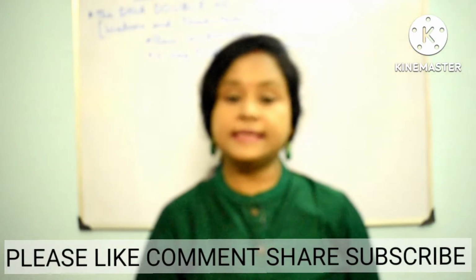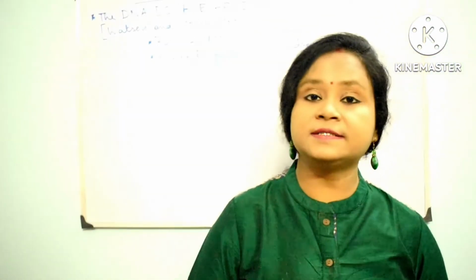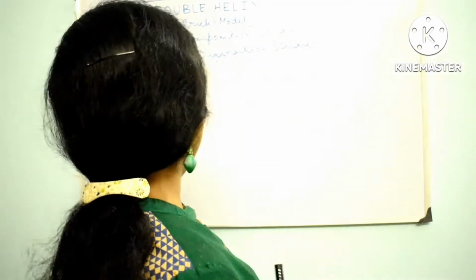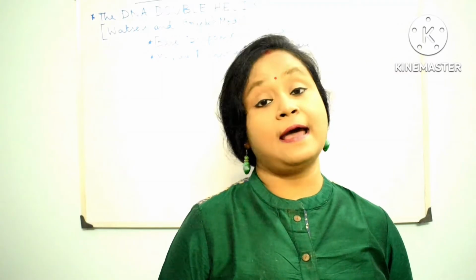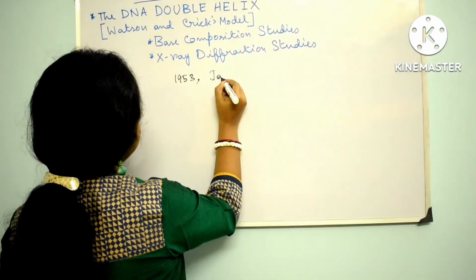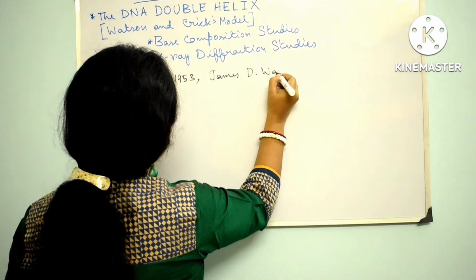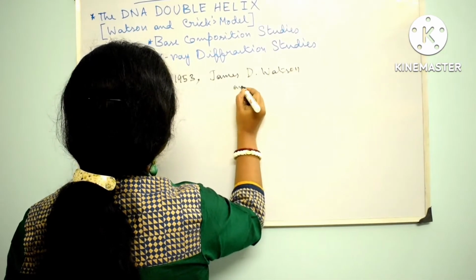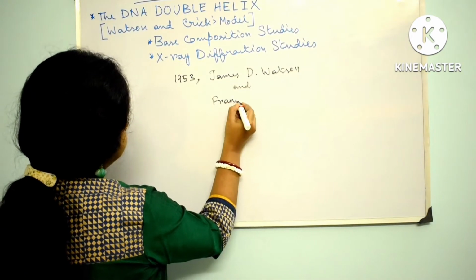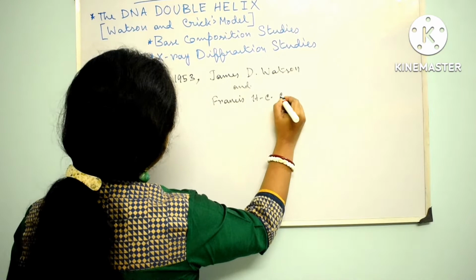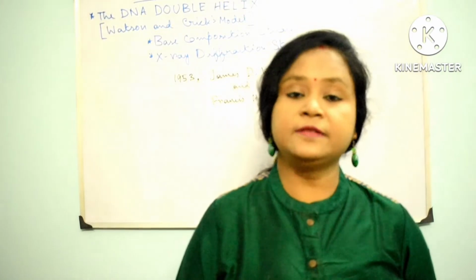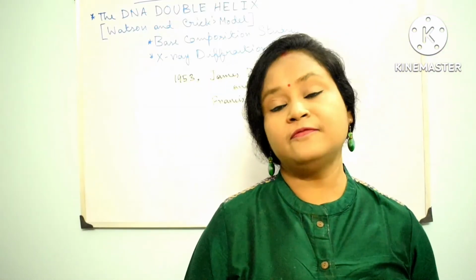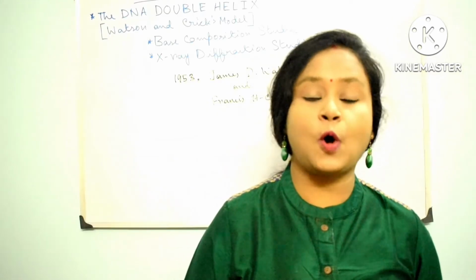Now I am going to discuss the famous Watson and Crick's model for DNA structure, which is commonly called the DNA double helix. In 1953, James D. Watson and Francis H.C. Crick proposed a model for the physical and chemical structure of the DNA molecule.